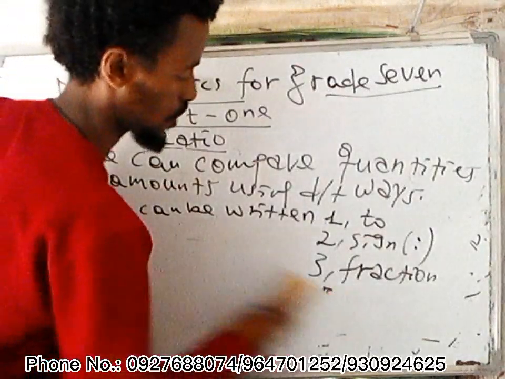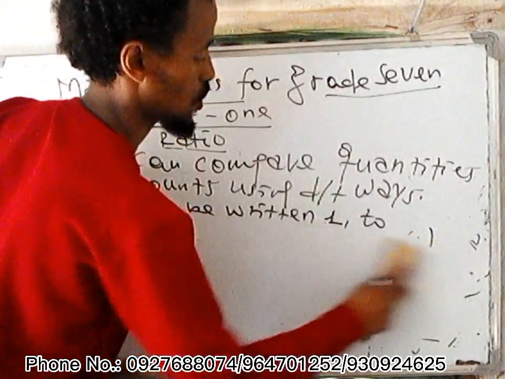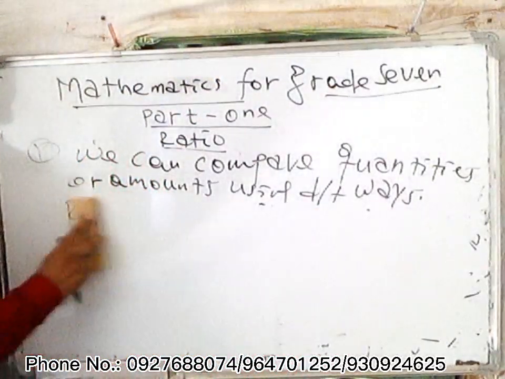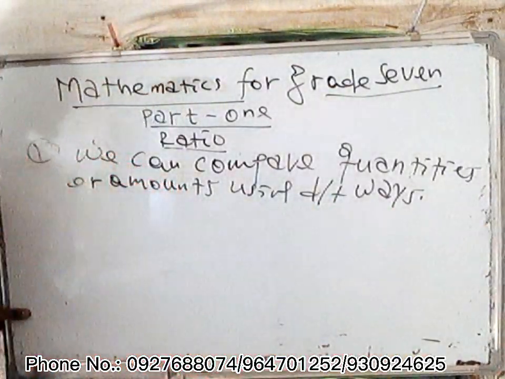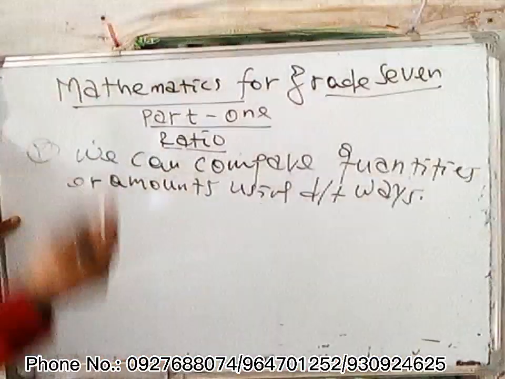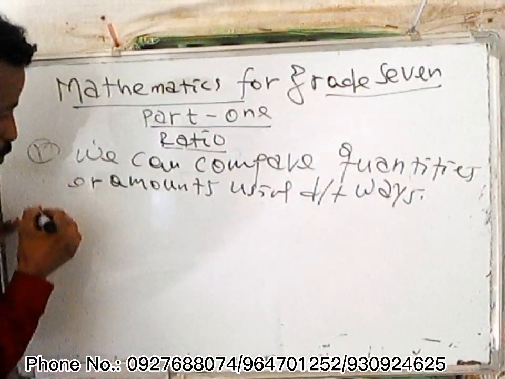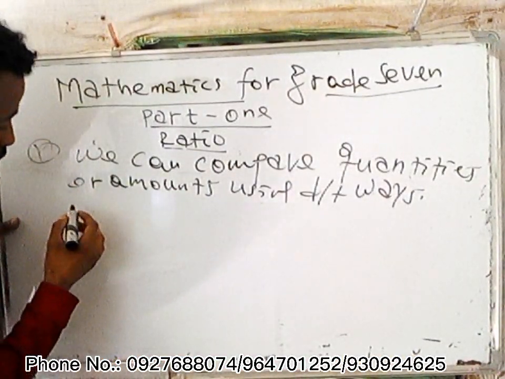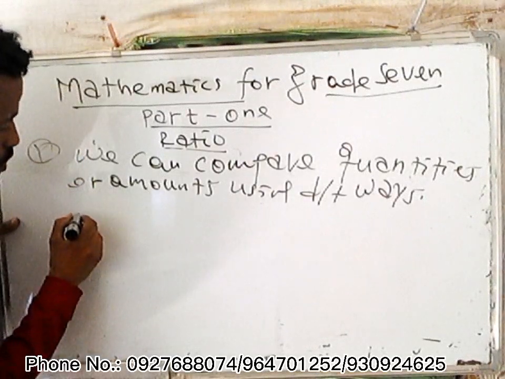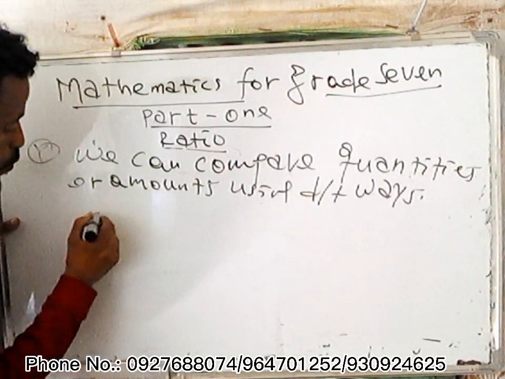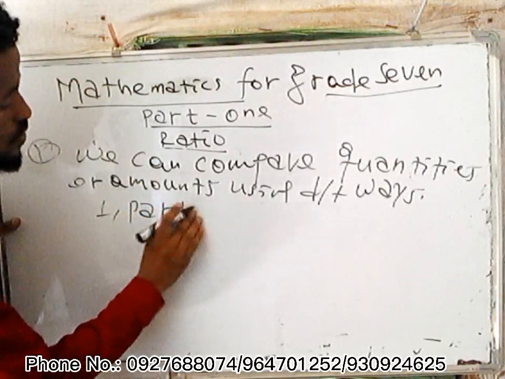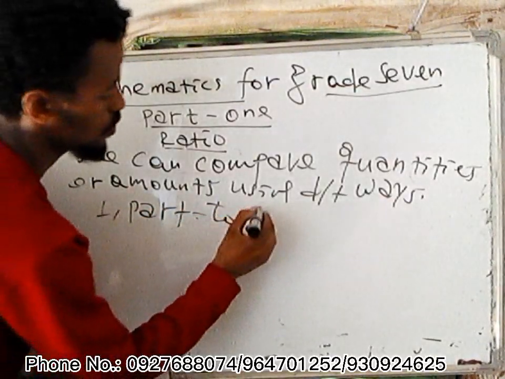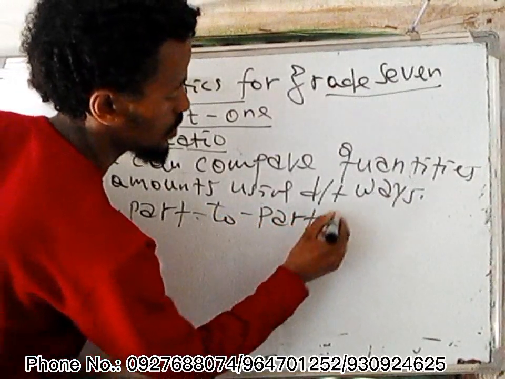These are ways how to write what? Ways to write ratio. So we can compare quantities using ratio in different ways. From the ways let me give you or let me tell you one, that is part 2 part ratio.